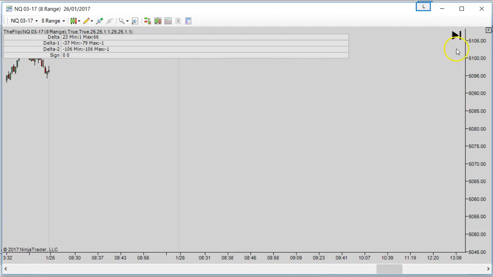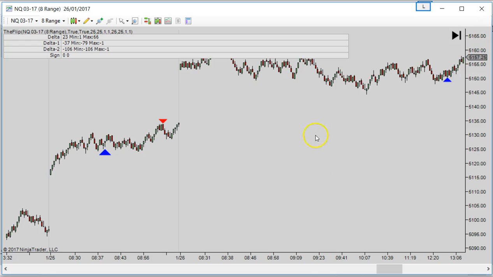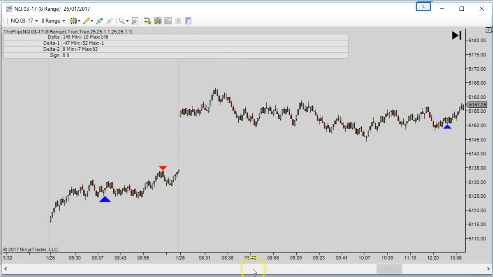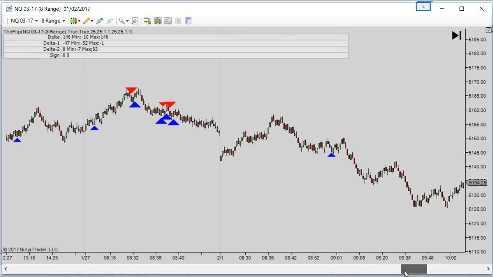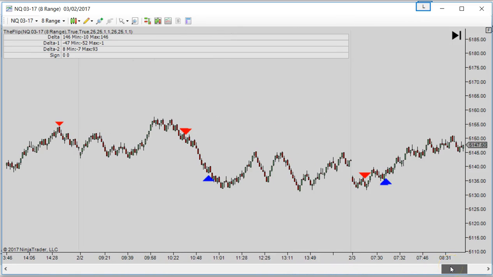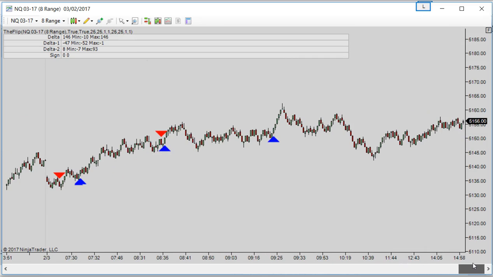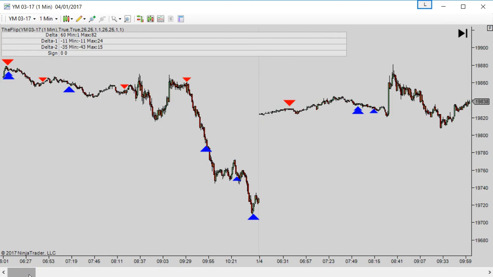Where are we here? Okay, what else we got going on here? This day is just kind of going sideways, but you are getting a little bit of something in here. So even if the market does go sideways, maybe you could squeeze something out. So anyway, that was an NQ. I think next is mini Dow. Let me check. Right, so this is a mini Dow 1 minute chart.